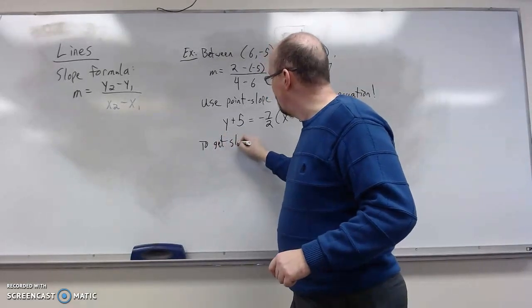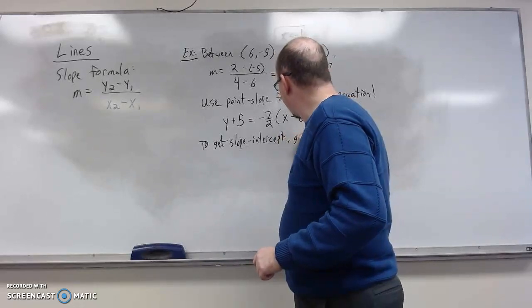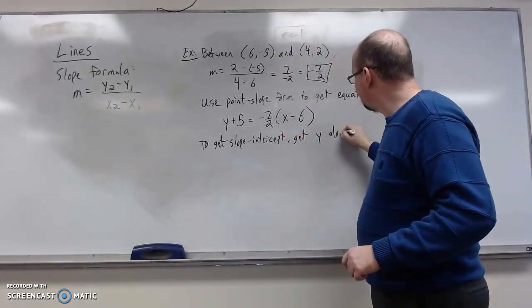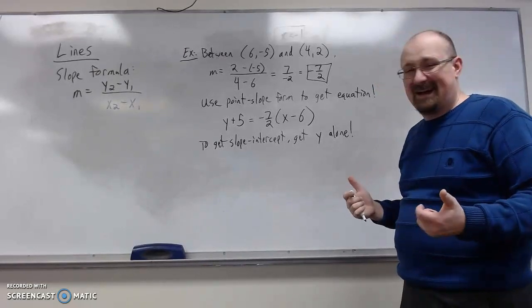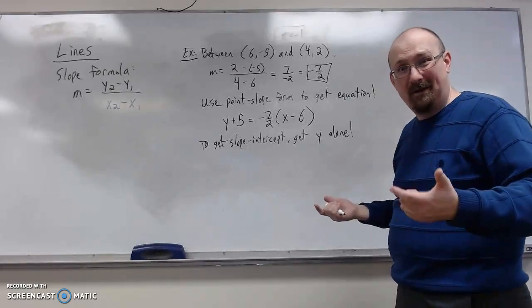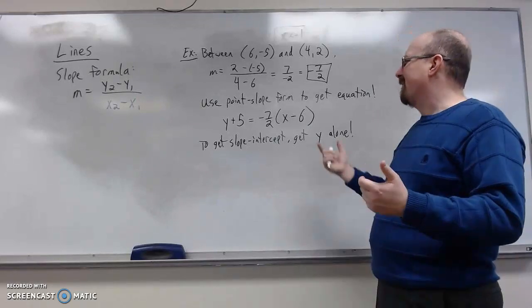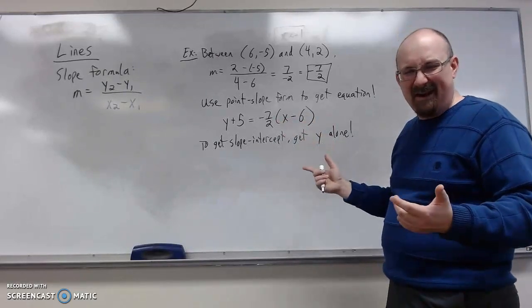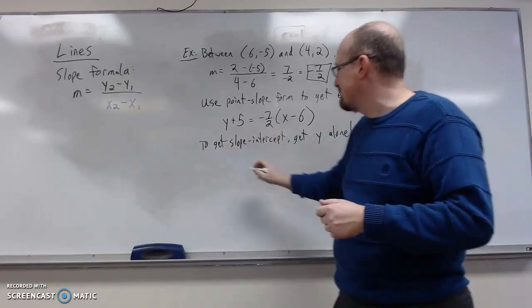So if we wanted the slope-intercept, it's not really all that challenging. We basically just need to rearrange things so that y is by itself. If you go back and look at the formula for the slope-intercept, it's just y equals mx plus b. So we'll need to distribute that -7/2 to clean it up, but the real effort is just making sure that y is by itself.